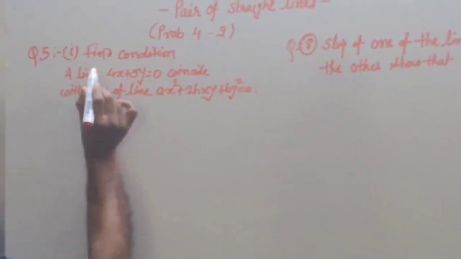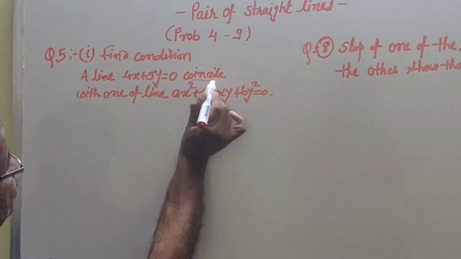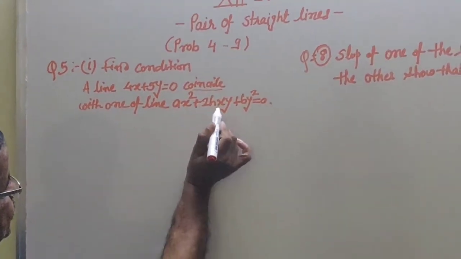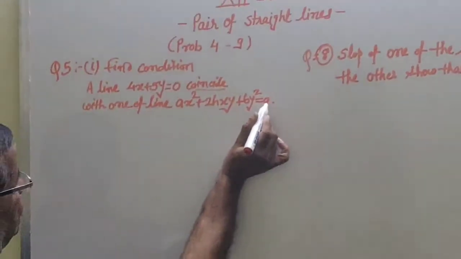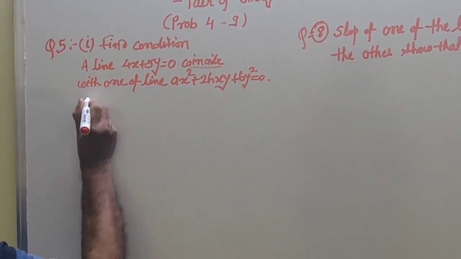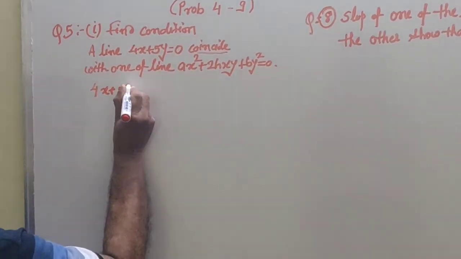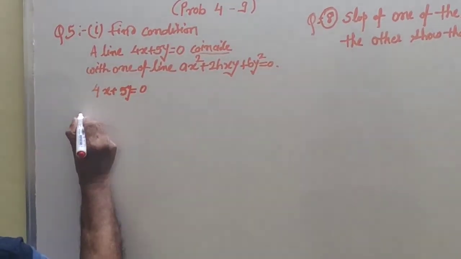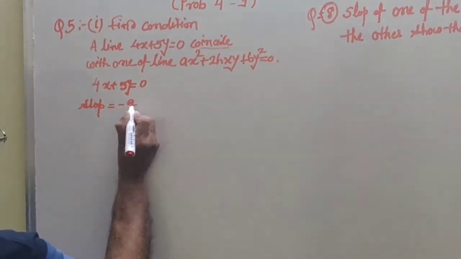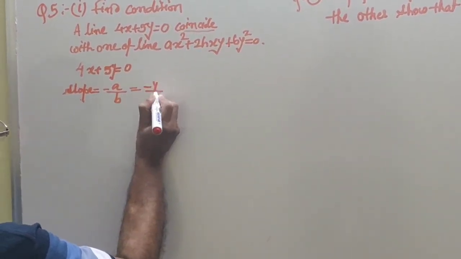The first question: find the condition for the line 4x plus 5y to coincide with one of the lines whose equation is given as ax square plus 2hxy plus by square is equal to 0. Now for this I can write 4x plus 5y is equal to 0. What is the slope of this line? Slope is equal to minus a upon b, that is minus 4 upon 5.